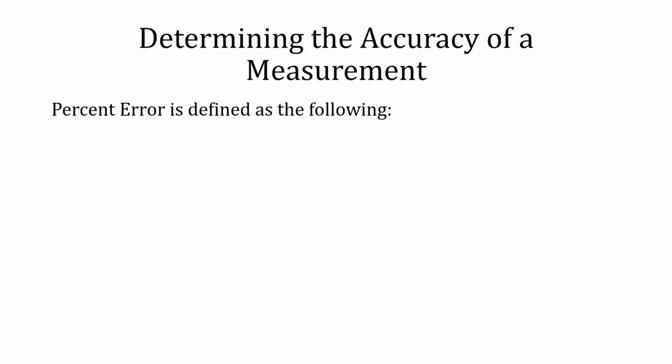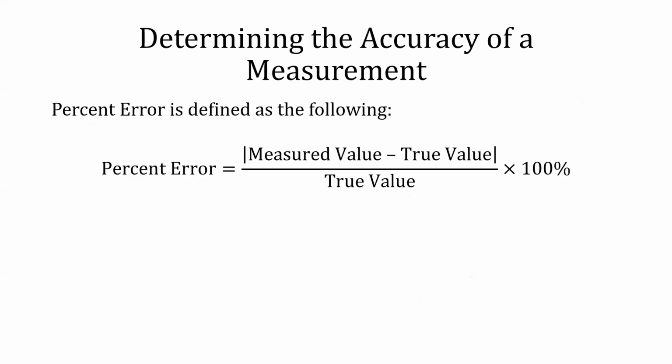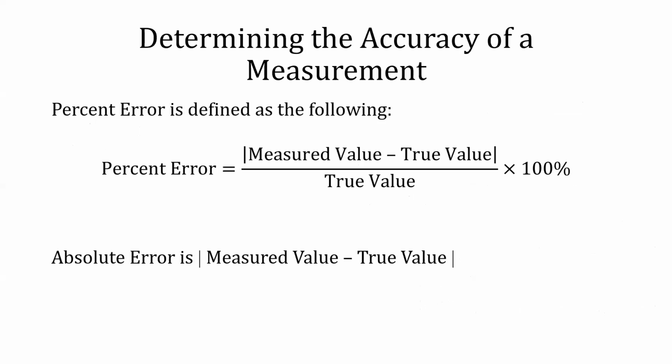Determining the accuracy of a measurement can be done by the following equations. Percent error equals the absolute value of the difference between the measured value and true value divided by the true value times 100%. Absolute error is the absolute value of the difference between the measured value and true value.